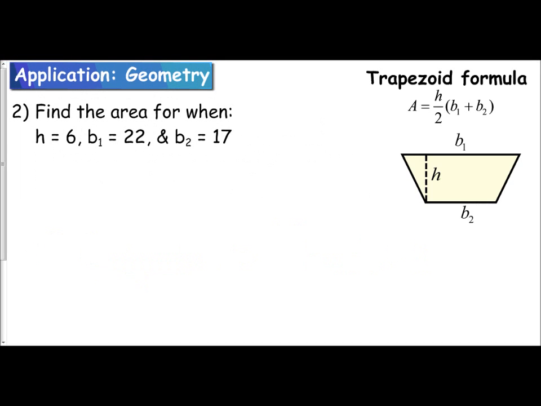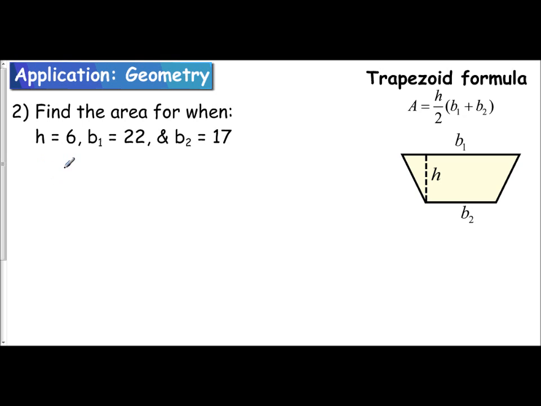The following application problem has us looking at geometry. And so here we can see we are asked to find the area of a trapezoid when our height is 6, one of our bases is 22, and the other base is 17. So I have here our trapezoid formula. You take your height, divide by 2, and then multiply by the sum of your two bases.